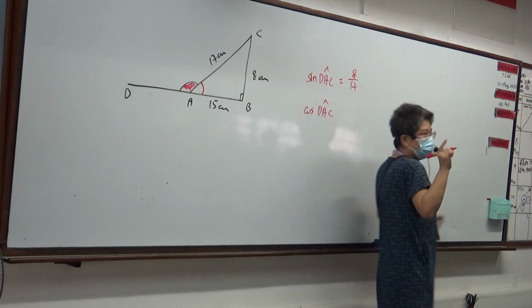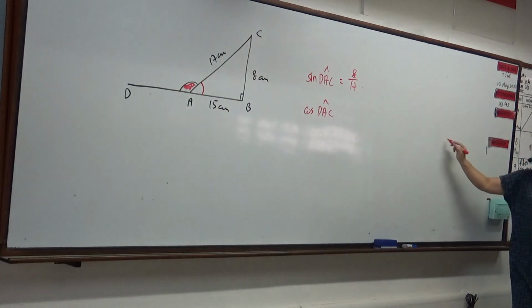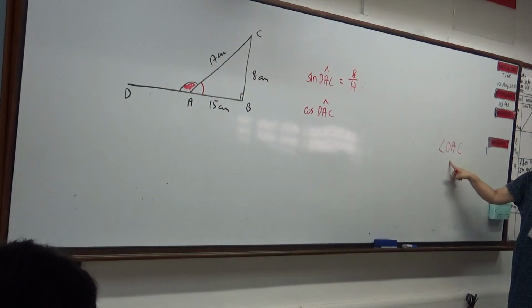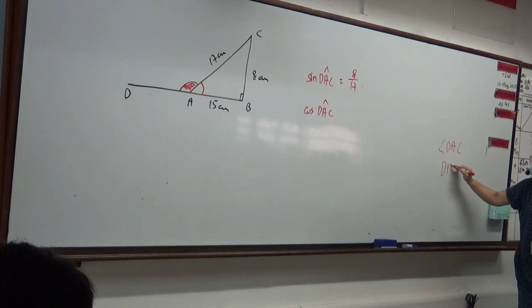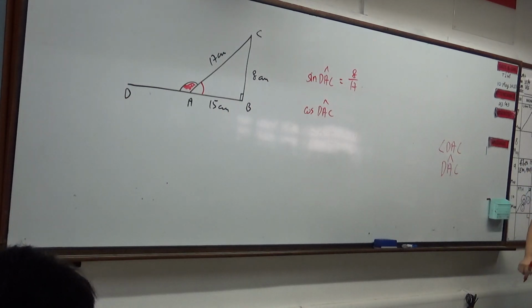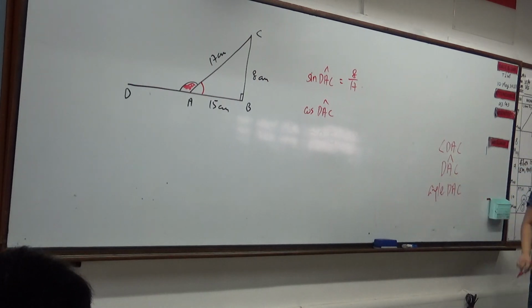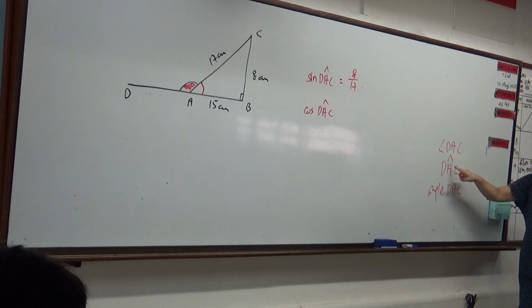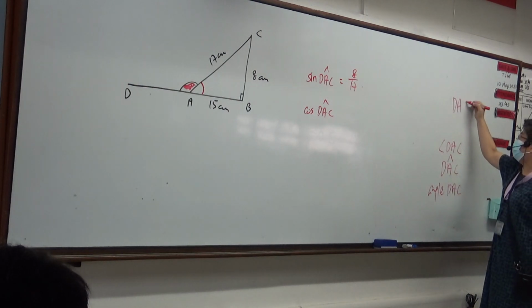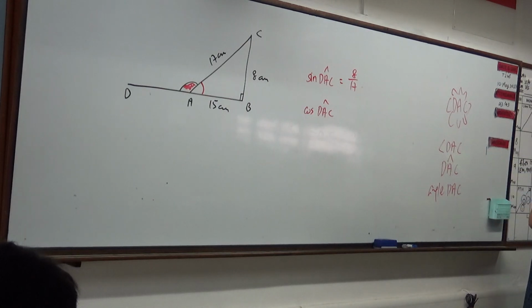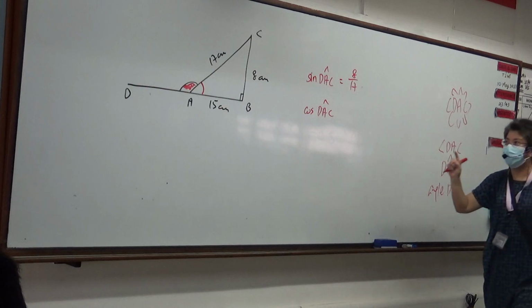Now, before that, I need to explain the notation. Angle DAC can be written like that, or if they write DAC like that, it's also called angle, or they can spell out angle DAC. The cap is only on this; don't put caps everywhere. That becomes messy. Understand what I'm talking about? Only put the cap at the middle. That's called an angle.